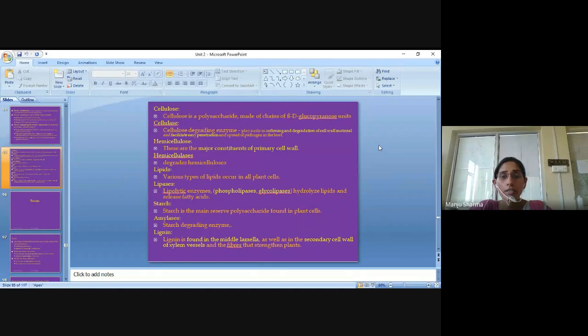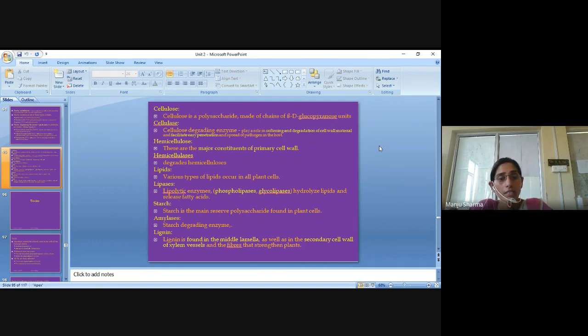that plays a role in softening and degradation of cell wall material and facilitates easy penetration and spread of the pathogen in the host. If there is no breakdown of the cell wall components, then the pathogen can't enter inside the plants. So these are the major consequences for the primary cell wall, that is, hemicellulase.